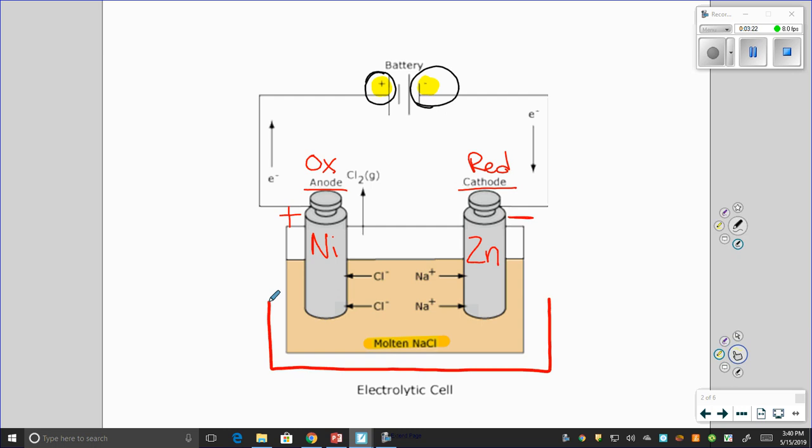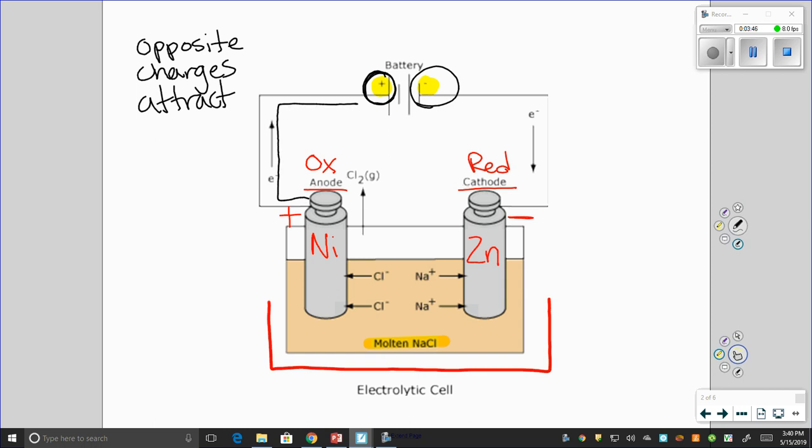Because if you remember that old rule of opposite charges attract, you'll get the picture of this pretty quickly. This positive charge on our battery actually serves to pull electrons off of our anode. Those electrons would not come off on their own. They are literally pulled toward the battery because the electrons are negative and this end of the battery is positive and the opposite charges attract.